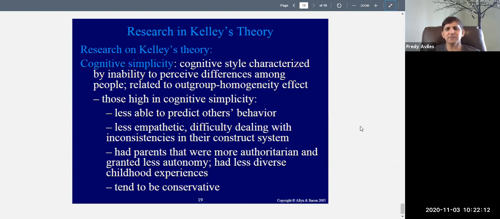The outgroup homogeneity effect basically says that we tend to perceive people who are different than us as relatively the same. There's a lot of variation among our group, but other people, no, they're all the same, right? Those other people who are not like us, they're all like this, right? That's a stereotype. Those high in cognitive simplicity, those that have this more simple ways of thinking, are less able to predict others' behavior.